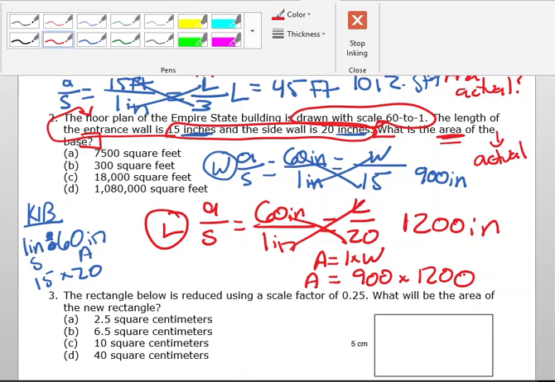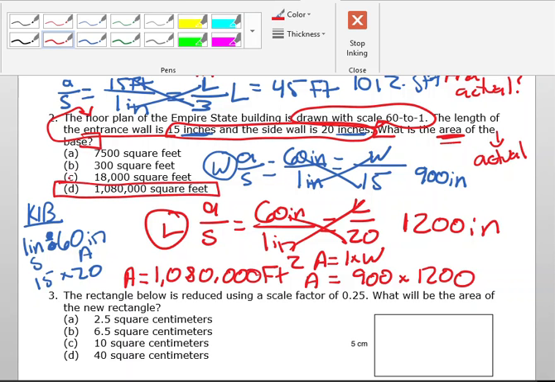And I get 1,080,000 square feet. My area is equal to 1,080,000 feet squared. Okay. So, oh, see that 0 disappeared. So my answer here is D.